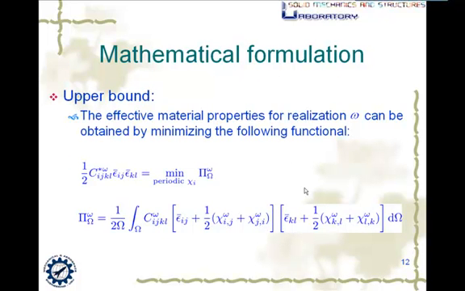Now we move to the theory part to see how to use expectation material properties to get the upper bound and lower bound. For the upper bound, the effective material properties for realization omega can be obtained by minimizing the following functional, considering the periodicity of chi i. This functional represents the strain energy inside a unit cell with volume omega.